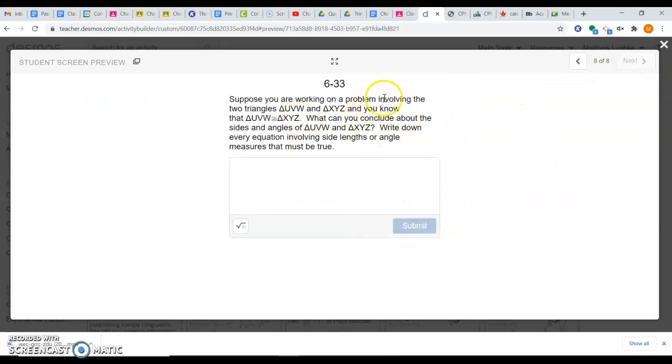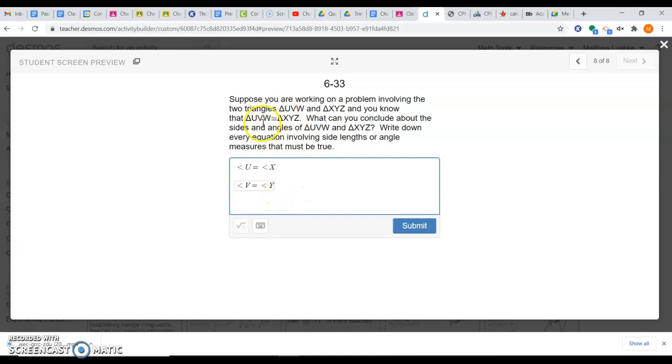Last box here, it says you're involved in a two-triangle problem where triangle UVW and triangle XYZ are congruent to each other. So what can you conclude about the side lengths and angles of these two triangles? Write down every equation involving side lengths or angles. The first one I can think of was that angle U is equal to angle X. I'm getting that from the statement here because U and X are corresponding. They're in the same position in the statement. So angle U must equal angle X. Another one in that same way would be angle V equals angle Y.